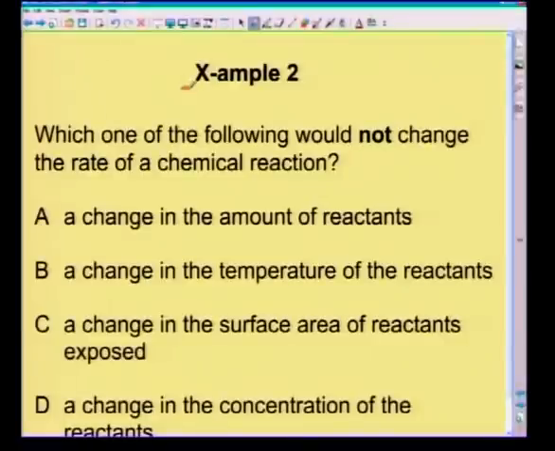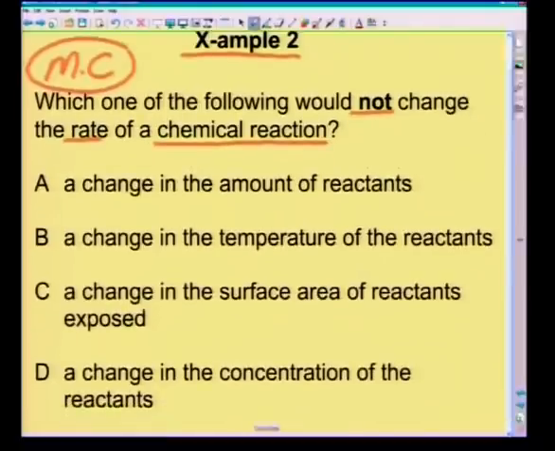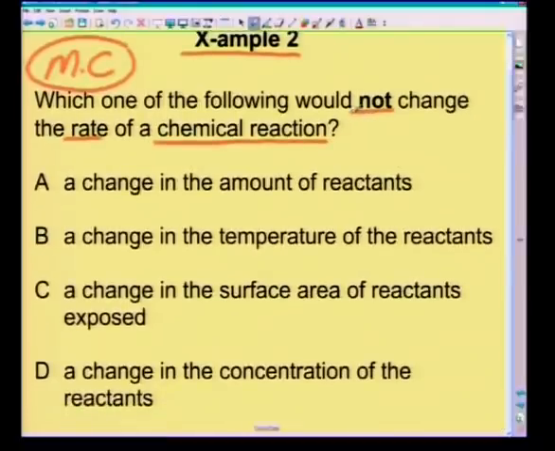All right, now let's move on to example 2. Which one of the following would not change the rate of a chemical reaction? Now, this is a multiple choice question. We have got 4 possible answers to it. The statement is saying which one will not change the rate of reaction. Let's look at the possible answers.